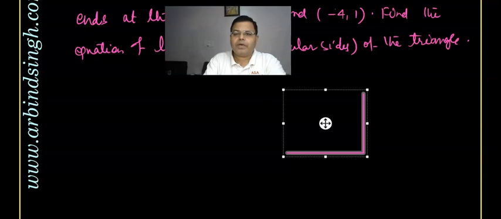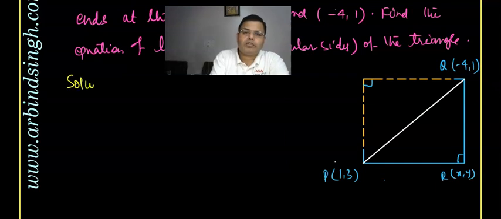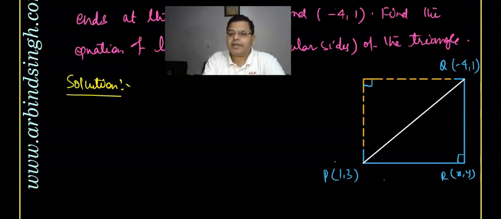That is 1, 2. So now let us write the solution of this problem. This is a very good problem. Here PQR is a right angle triangle, and the endpoints of the hypotenuse are given.